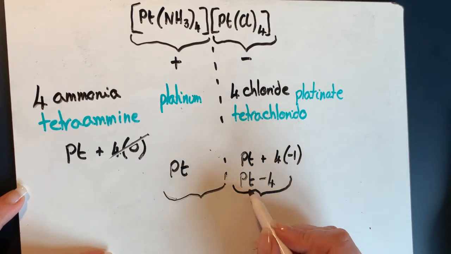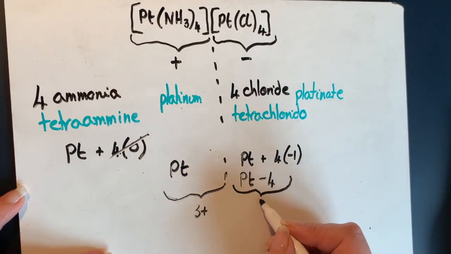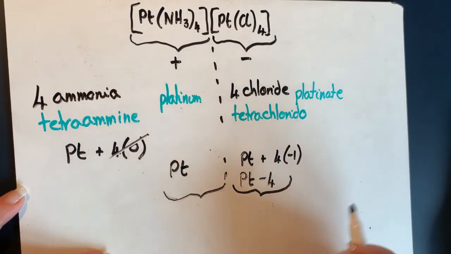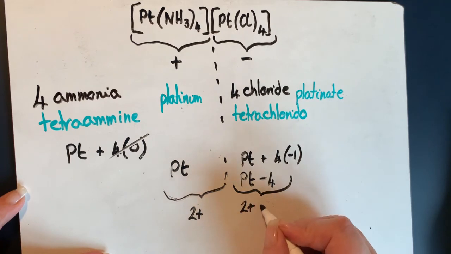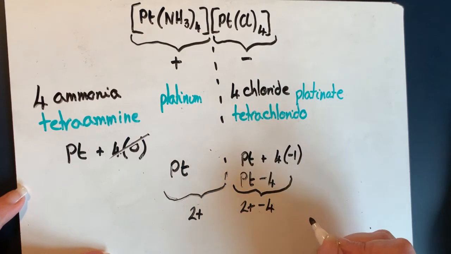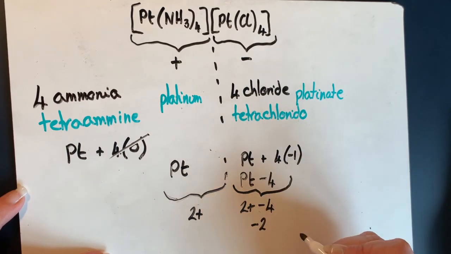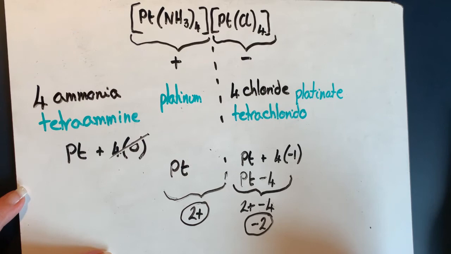So if we work it out at 3 and we make that 3 plus, then that would be only -1, and they're not the same. So that doesn't work. If we drop it to 2, if we make this one 2 plus, and this one is 2 plus, -4, then we end up with -2 overall. And that's the point that we have our charges being equal but opposite.